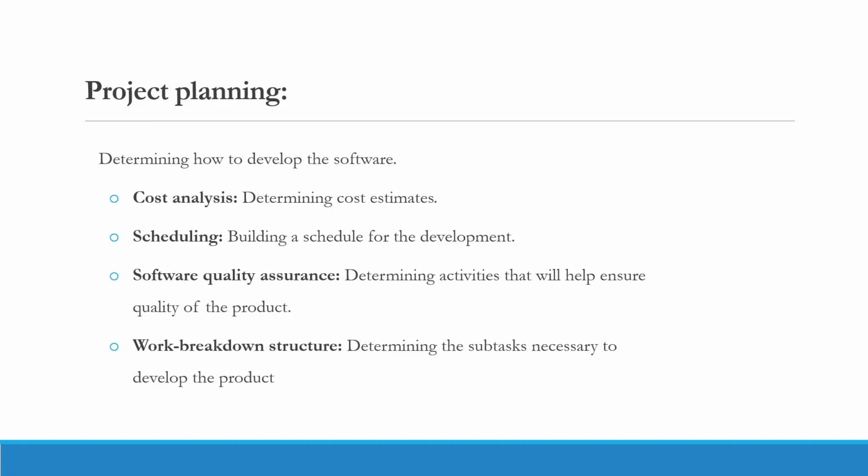Plus we have to schedule, we have to allocate time for each activity and for each task. So building a schedule for the development is one of the project planning parts. The other thing, the software product must meet its own product quality. So we are going to measure the software quality assurance.